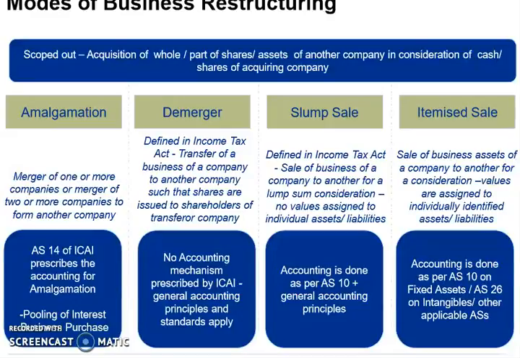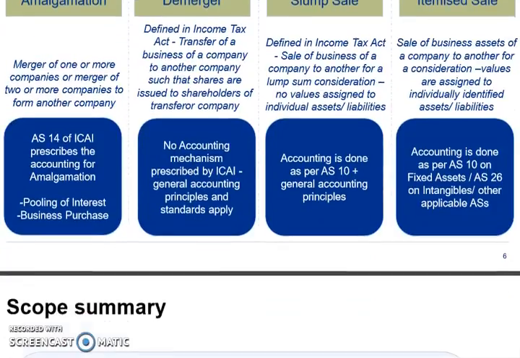Similarly, in itemized sale, some of the assets of the company are sold to another company for some consideration. So that is also a part of AS10, or AS26 if the asset is an intangible asset. If it is a fixed asset, then it is AS10 basically. So that is itemized sale where a few of the assets, fixed assets, are sold to another company. That's why the name itself is suggesting itemized sale. Okay, let us move forward.